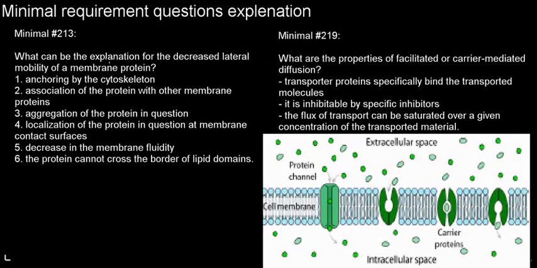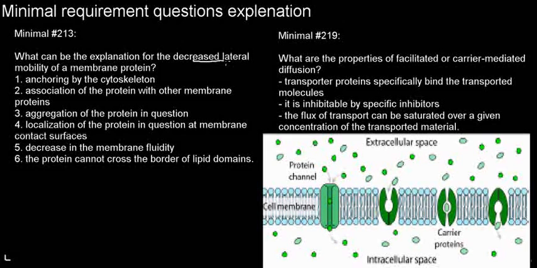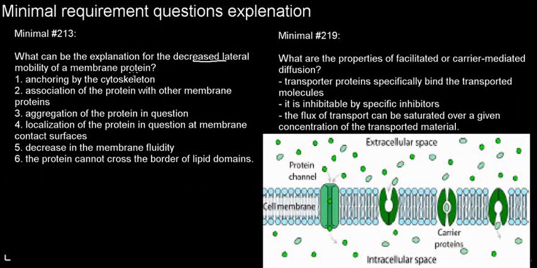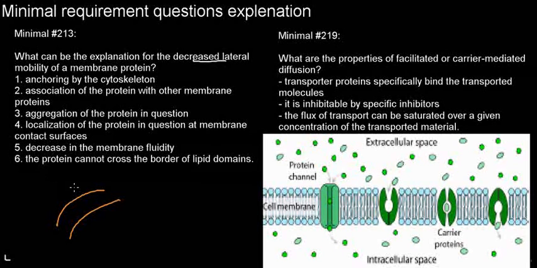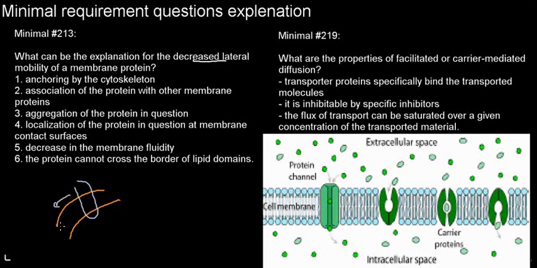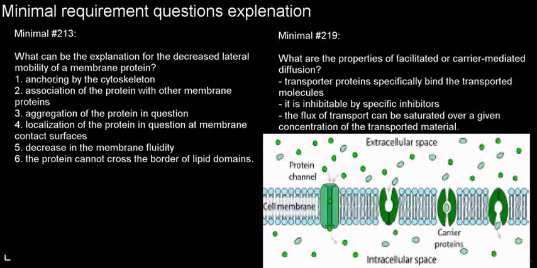So, what can be the explanation for the decreased lateral mobility of a membrane protein? Well, if we think about it, when we have membrane proteins, if this is the bilipid layer and we have proteins here, we already said that these proteins can move around. And the question is, what is going to decrease their ability to move around or to restrict them?